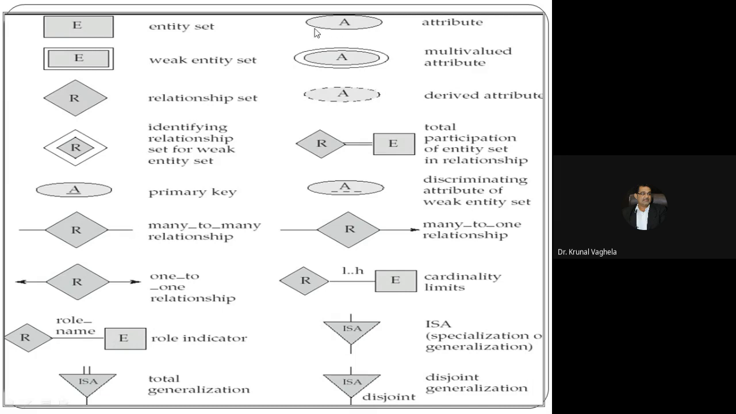Attribute, ellipse. Entity, rectangle. Multi-valued, we already saw what is multi-valued, when more than one value is possible. Derived. Now participation: if there are two arrows, then that is total participation. If one arrow, then partial participation. Two means total, one is partial.